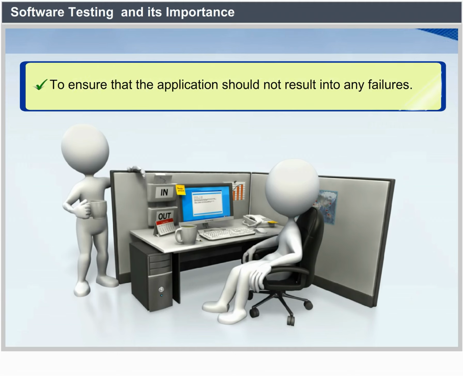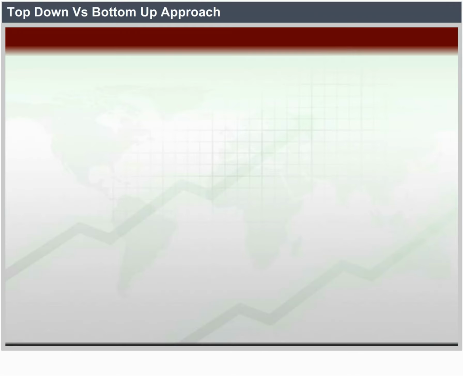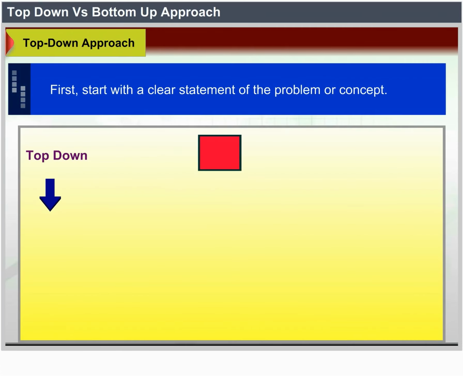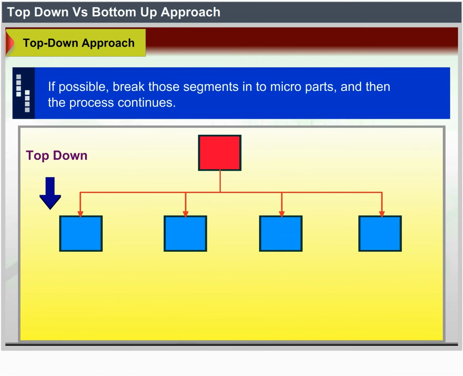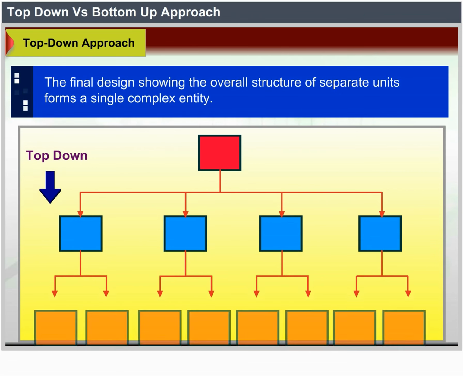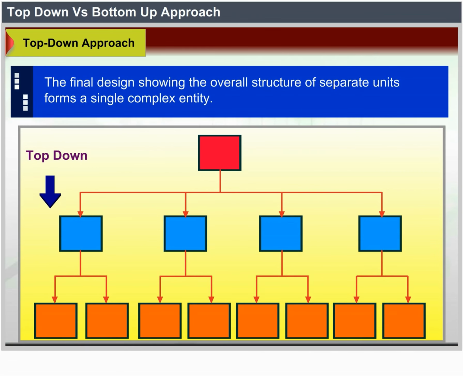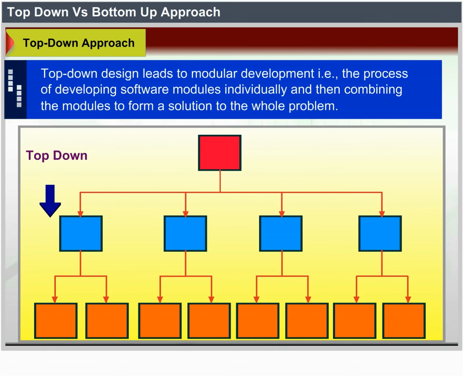Top-down versus bottom-up approach. Top-down approach. First, start with a clear statement of the problem or concept. Next, break it down into several parts. If any of those parts can be further broken down, then the process continues. The final design shows the overall structure of separate units that form a single complex entity. Top-down design leads to modular development, that is, the process of developing software modules individually, then combining the modules to form a solution to an overall problem.